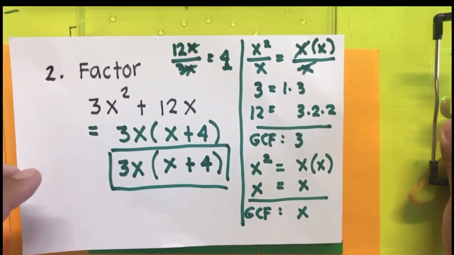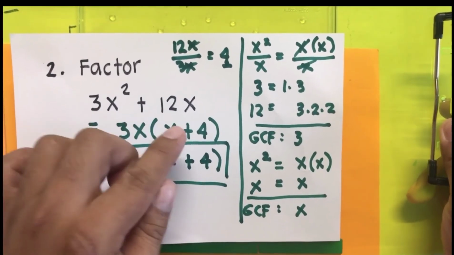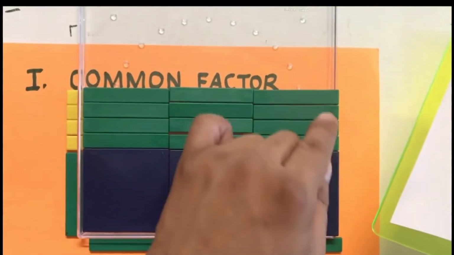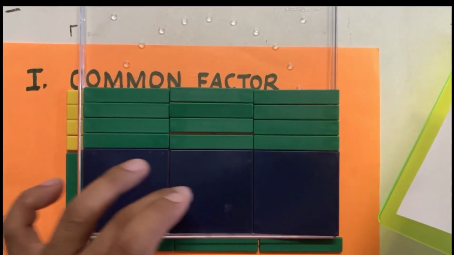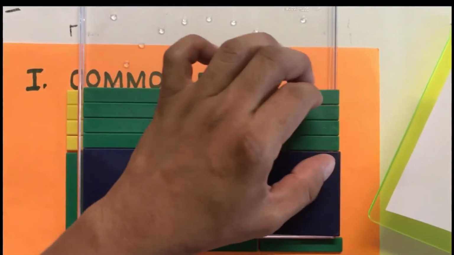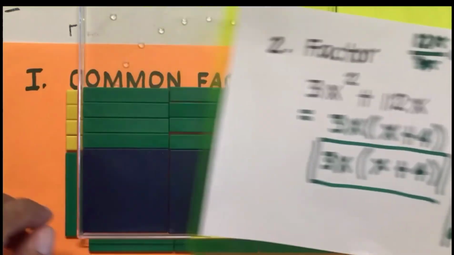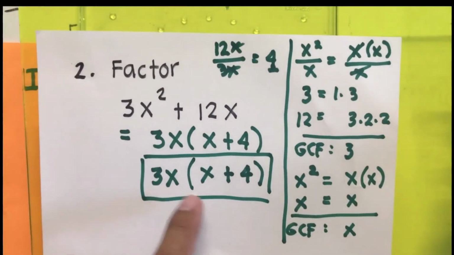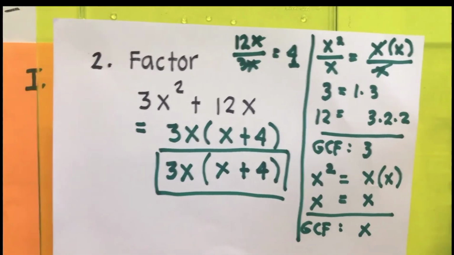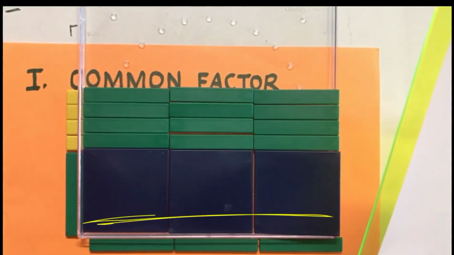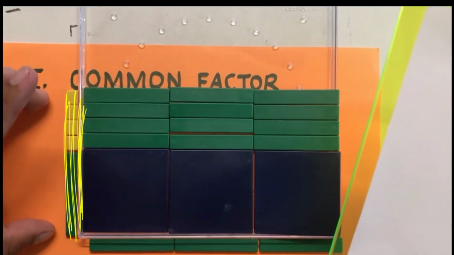Visually, you can imagine in your mind that 3x squared plus 12x is this big rectangle with this one as the 3x squared, and the green ones are the 12x. And then the factors 3x times the quantity x plus 4 are the length and the width. You have 3x here, and you have x plus 4 here.